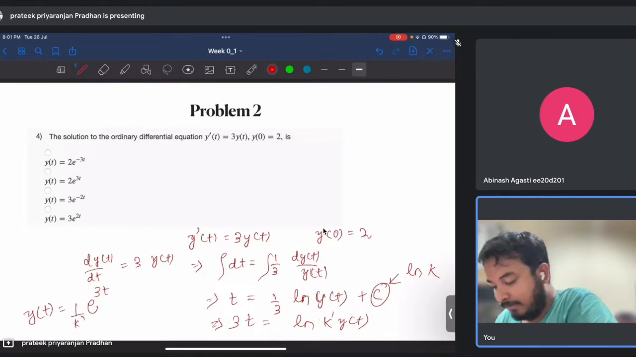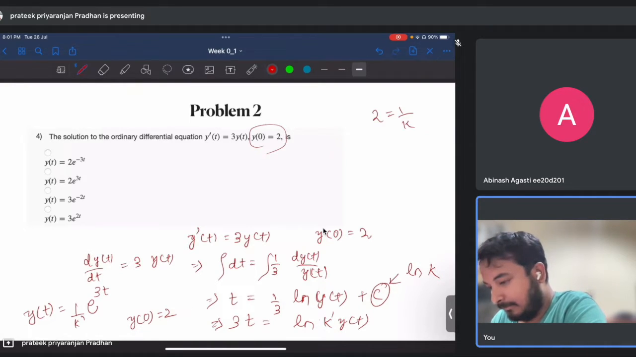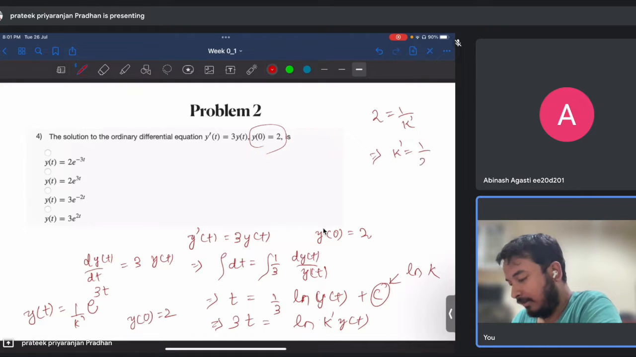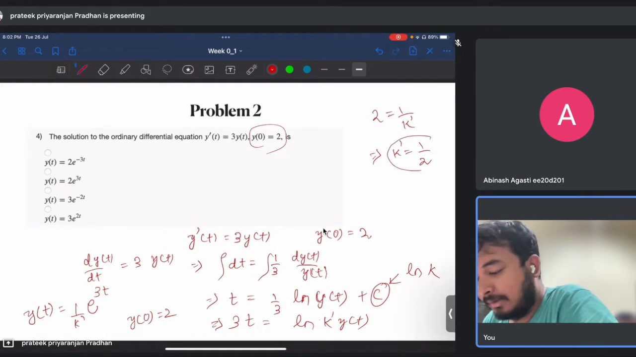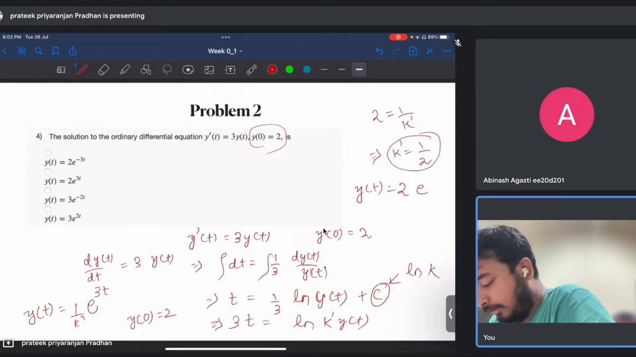So what is the value of k dash? We can find it using the initial condition. y of 0 is equal to 2, which means 2 is equal to 1 by k dash. So k dash is equal to 1 by 2. Our solution will be y of t is equal to 2 into e to the power 3t. So this is the correct answer.